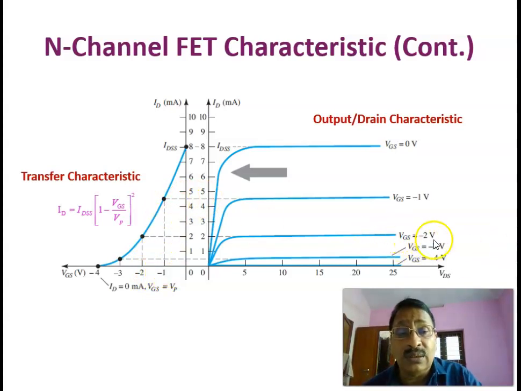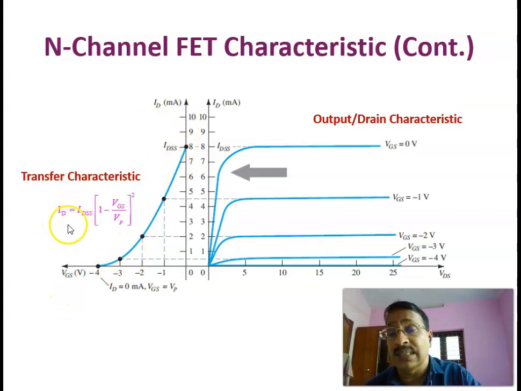Then, corresponding to VGS equal to -2 volt, this is the current. That is the third point. And corresponding to VGS equal to -3 volt, the drain current is this much. And corresponding to VGS equal to -4 volt, the current is equal to 0. Therefore, this is the plot. This is the transfer characteristics that gives a relation between drain current and gate to source voltage.